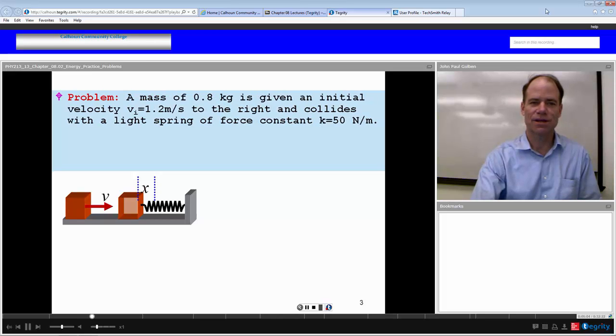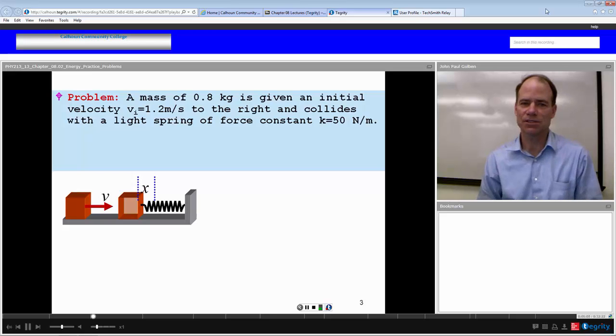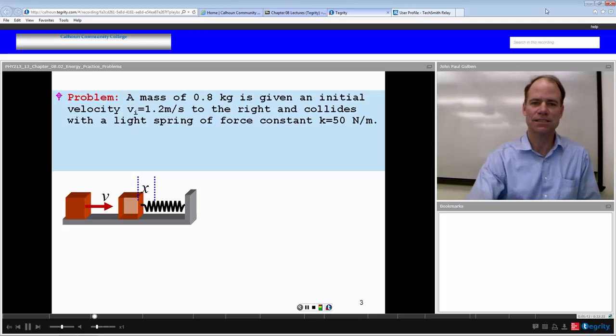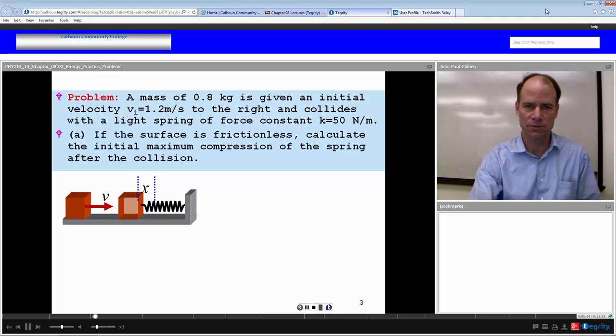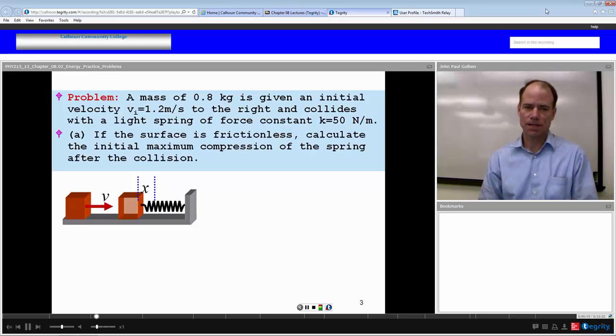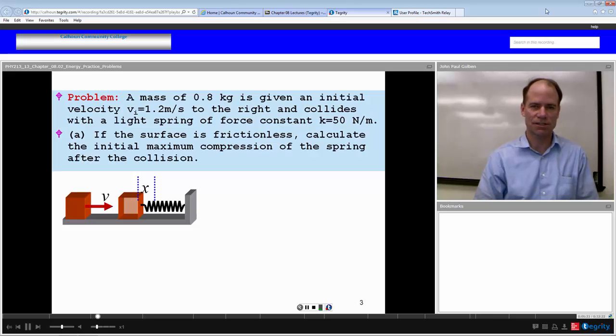Alright, let's try another problem. A mass of 0.8 kilograms is given an initial velocity of 1.2 meters per second to the right, collides with a light spring of force constant 50 newtons per meter. If the surface is frictionless, calculate the initial maximum compression of the spring after the collision.